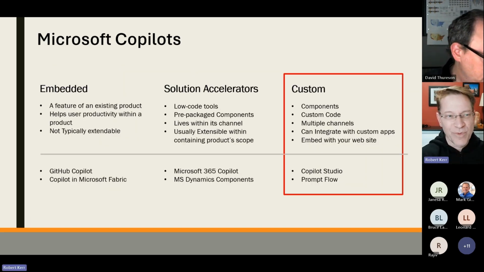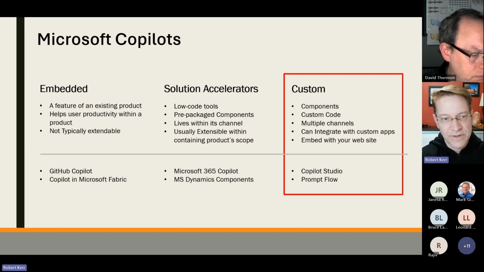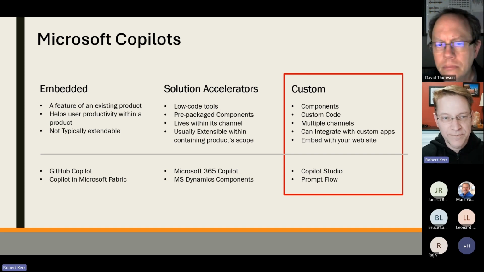So just to level set on Microsoft's Copilots, really they have three categories that Microsoft has developed and put into the field. So it's embedded, solution accelerators, and custom.